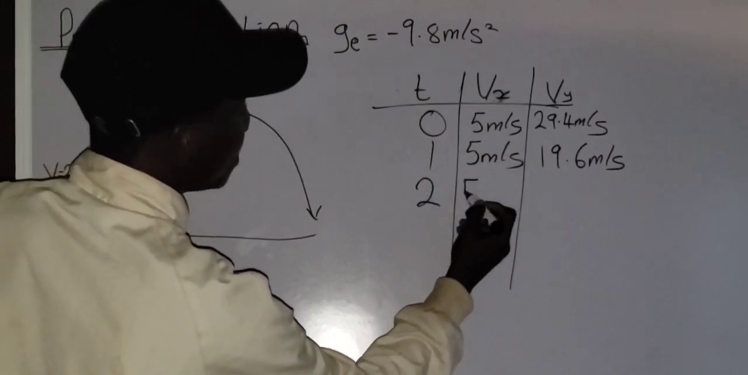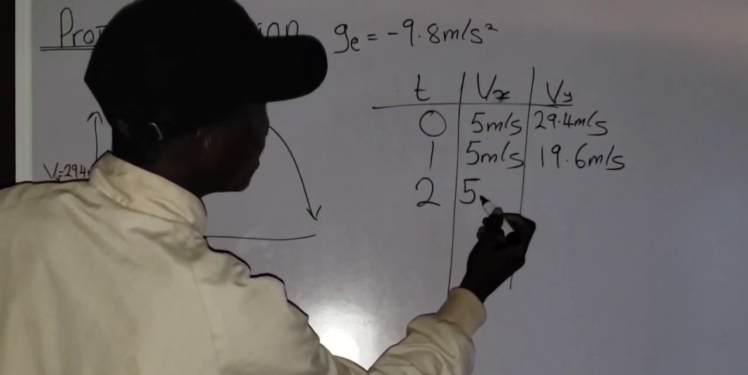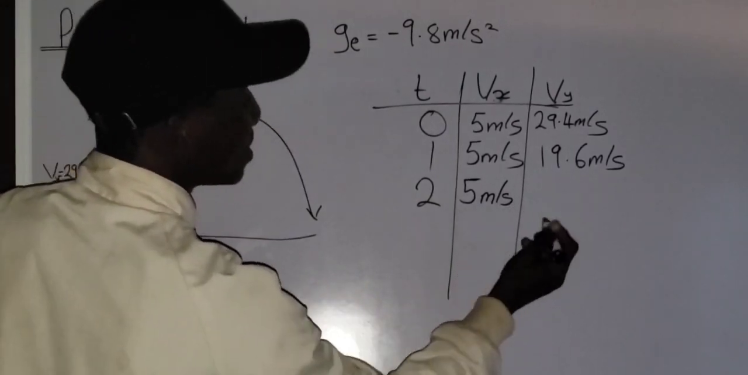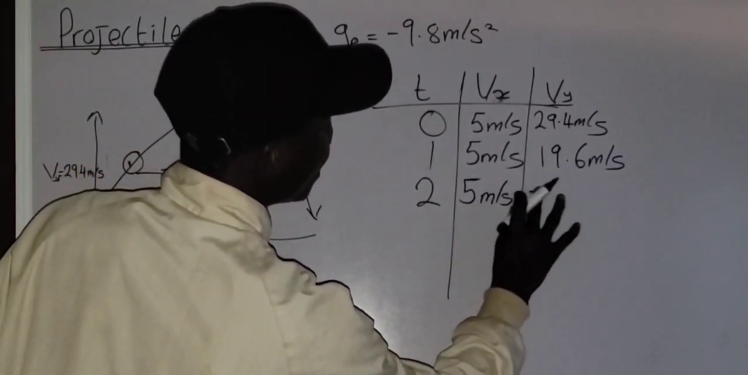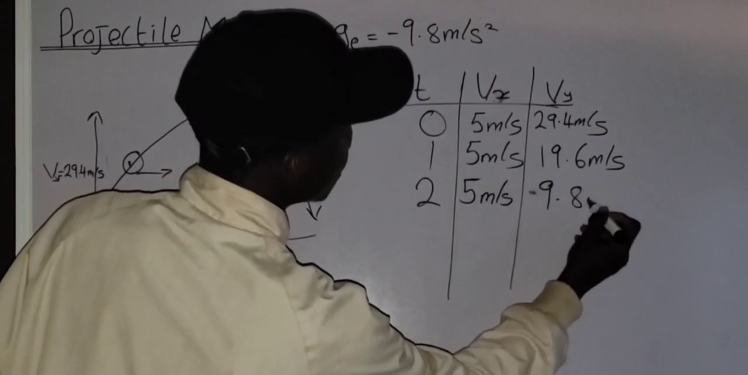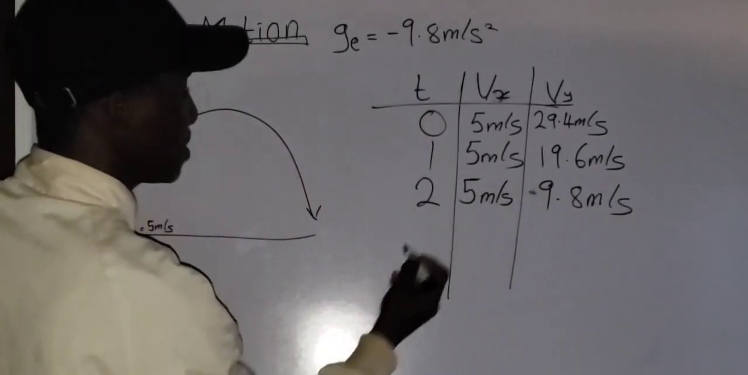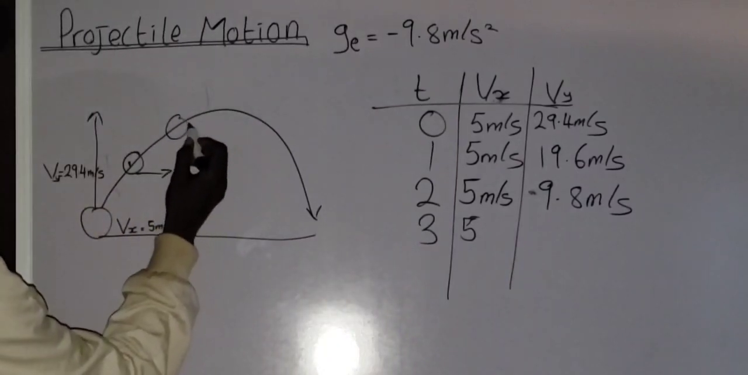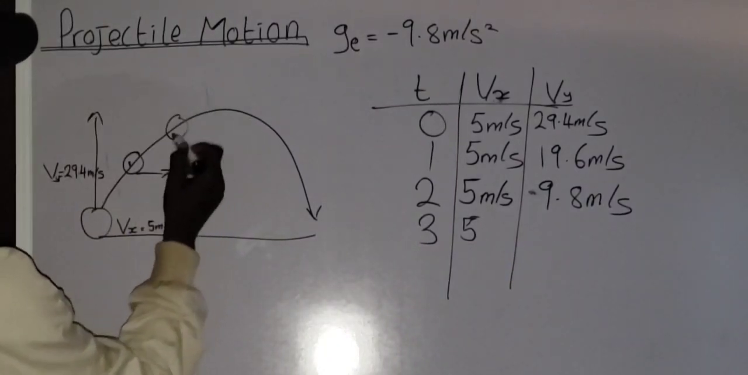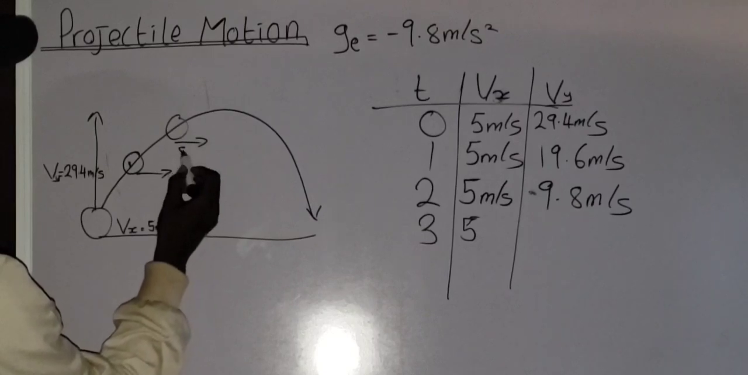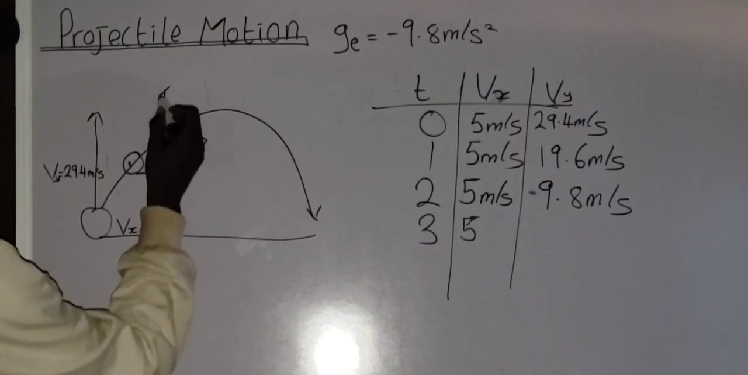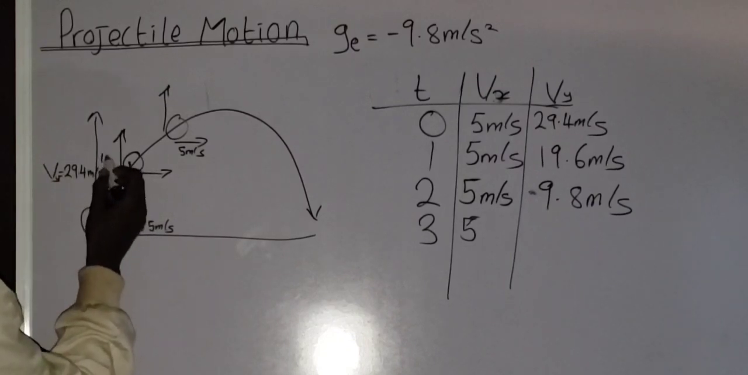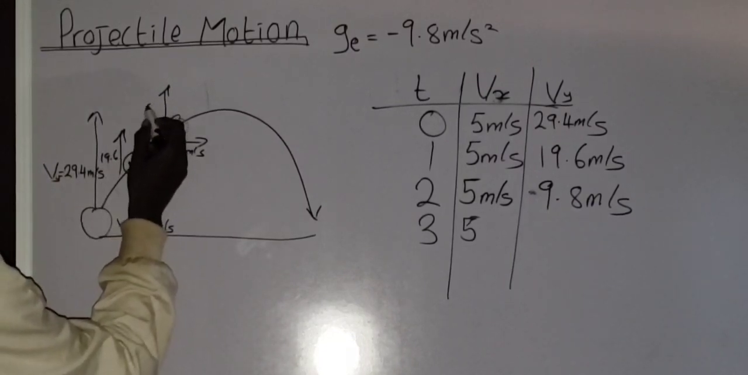So at 2 seconds, the velocity along the horizontal axis will still remain the same, that is 5 meters per second. But the velocity along the y-axis will be reduced to 9.8 meters per second. So at 3 seconds, this will still remain the same. So at 2 seconds, the velocity here still remains 5 meters per second, and the velocity here is, this is 19.6, this is 9.8.